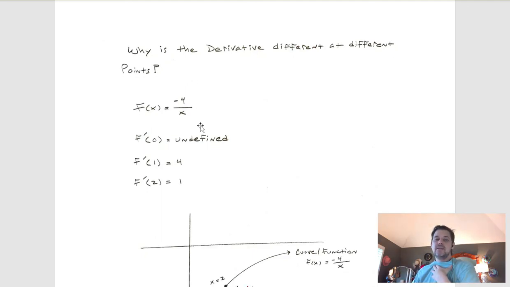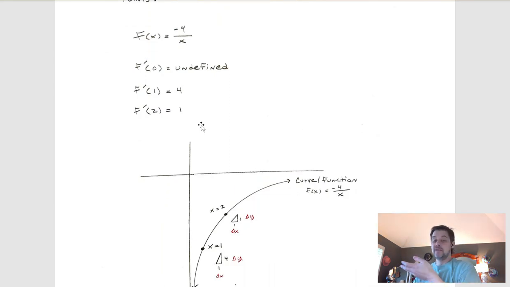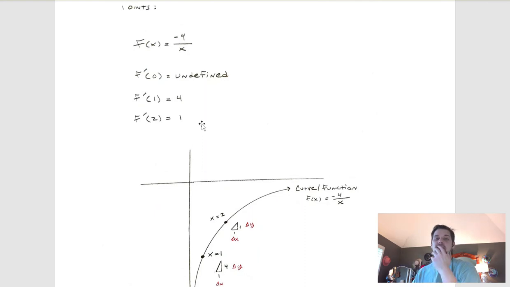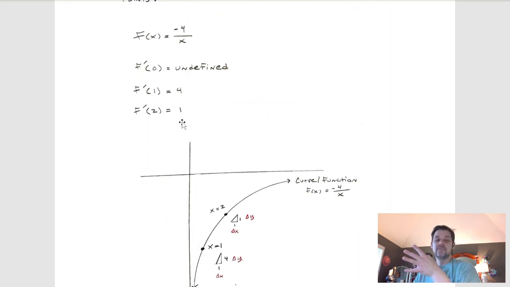Okay, but to further appeal to that intuition, if you have it, or to try to show you why it would be like that if you're not sure, I'll go back to this function. So here's the function I was working with a minute ago. It's negative 4 over x. And here's what we found. F prime 0 is undefined. F prime 1 is 4. F prime 2 is 1. Okay, so why is it undefined and 4 and 1?